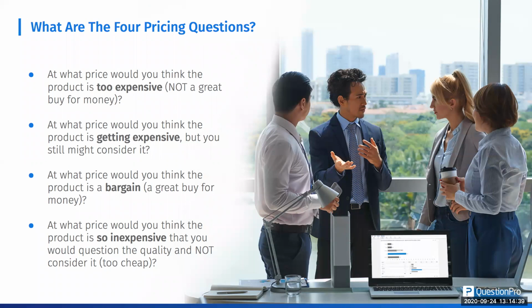There might be other factors involved, but you're still willing to pay out of pocket at this given price. Followed by that, you ask at what price do you think the product is a bargain or a great buy for your money? So it's basically what's an ideal value for this price.